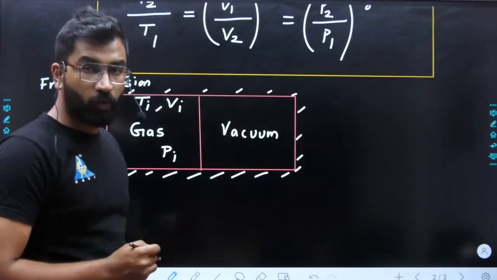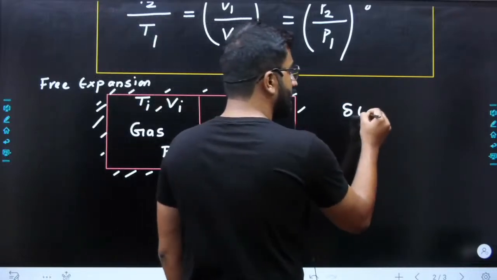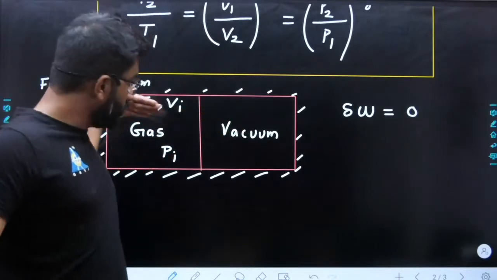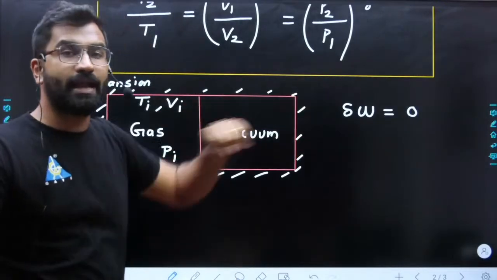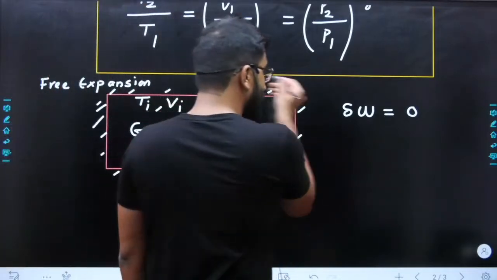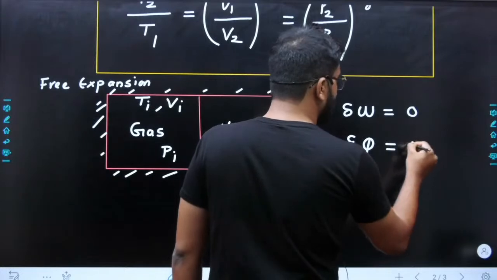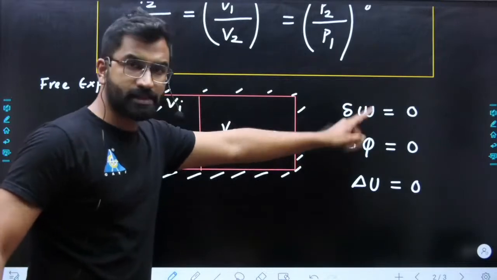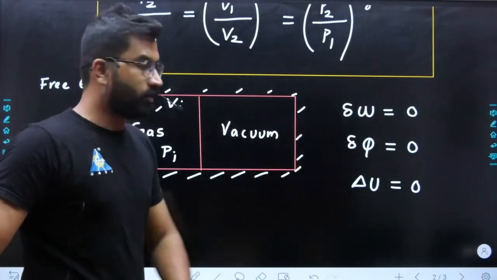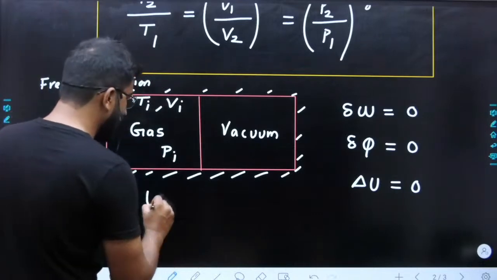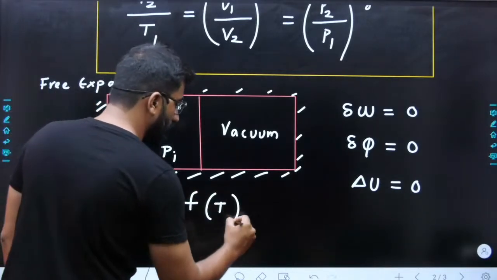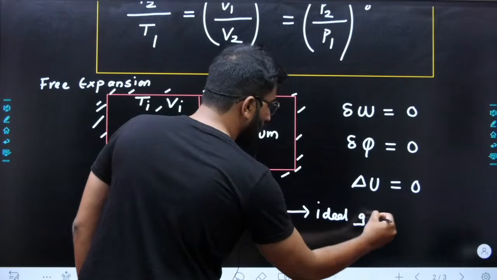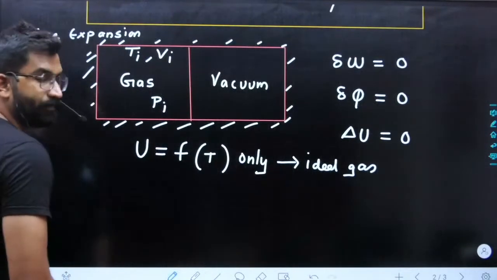The gas will fill against vacuum. If it is an ideal gas, the work done against the vacuum will always be zero, and since it is insulated, the heat transfer is also zero. So for an ideal gas, delta U is also zero, according to the first law of thermodynamics, del W plus del Q equals del U. For an ideal gas, U is a function of temperature only.